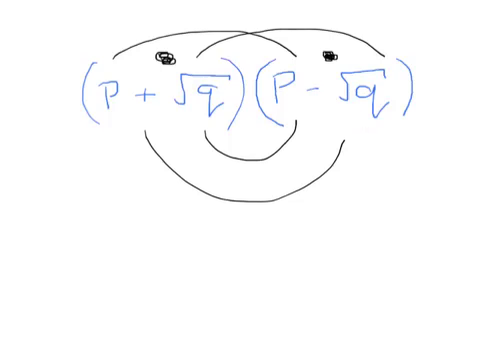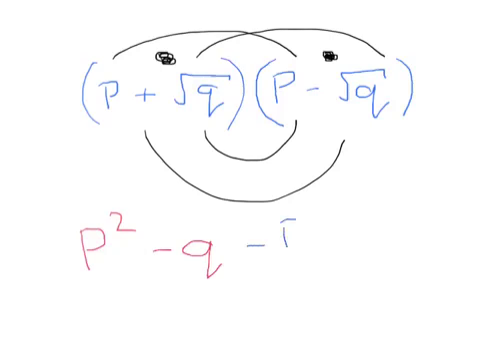So the first one I said was p times p, we should be left with p squared. Okay, next one, we've got the right eyebrow, we've got root q times minus root q, which, well, we know root q times root q would become q, and because we've got a plus and we've got a minus, it's going to become minus q. So p squared minus q.